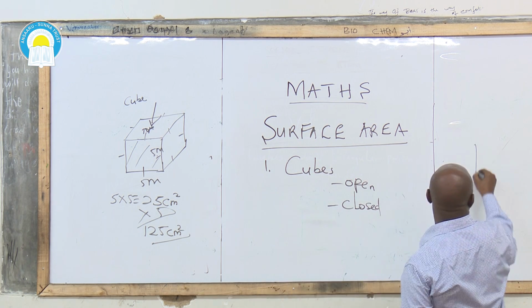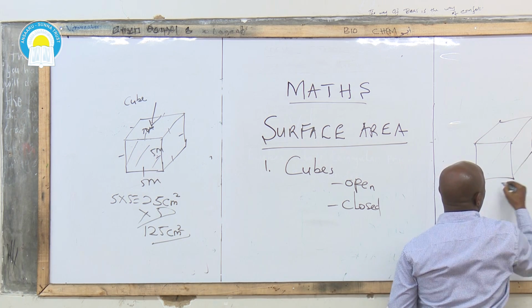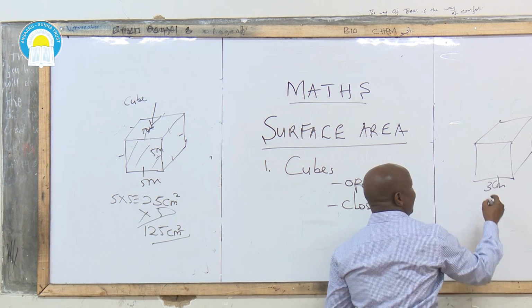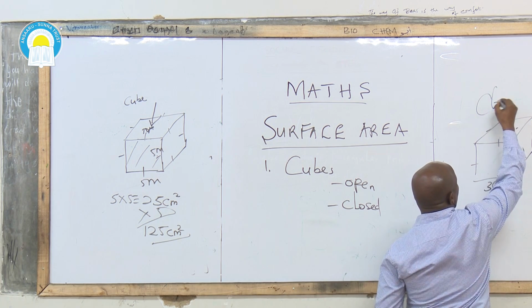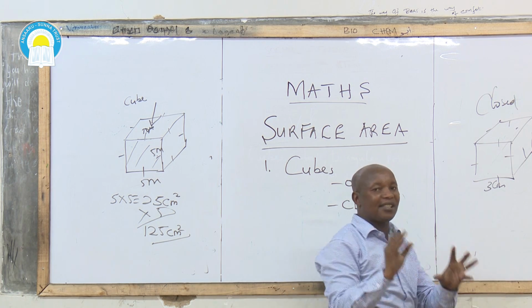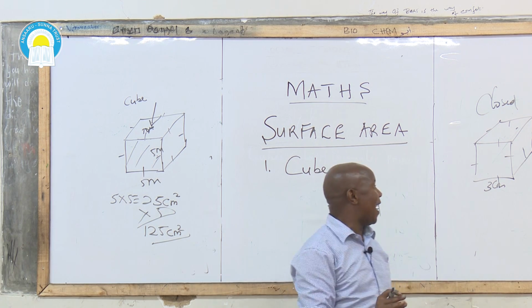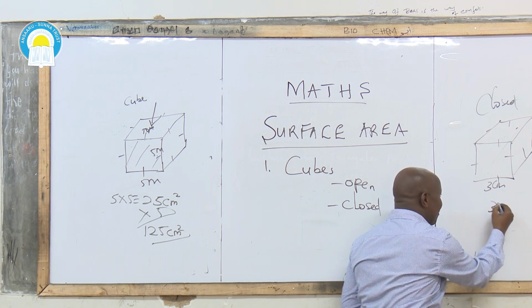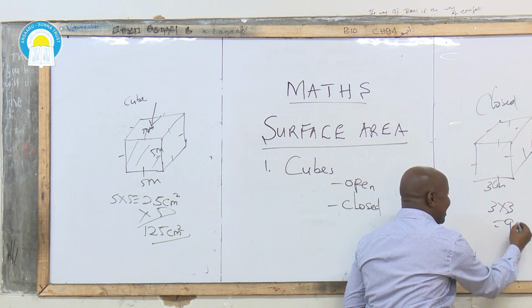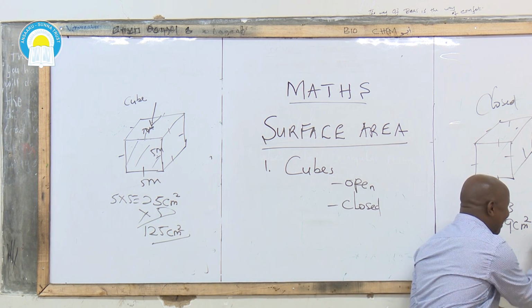Another example of a cube. Let me give one side as 3 centimeters. Now let us assume this one is closed. I've said if it is closed, it has 6 faces. When closed, they are 6. When open, they are 5. So get the surface area of one face, which is 3 multiplied by 3, you get 9 centimeters squared. And because it's closed, you simply multiply by 6.